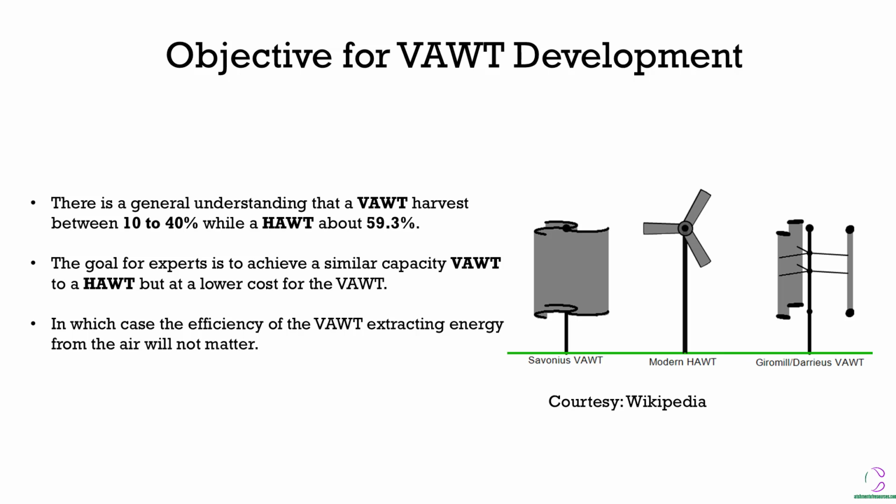So it needs to cost less to become viable as an option. Whether that is already achievable is yet to be established. However, that is the goal. In which case the efficiency of the vertical axis wind turbine in extracting only 10% to 40% will not really matter, because you already have the capacity of your system at its rated value.